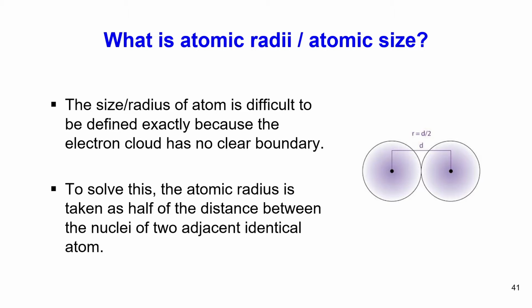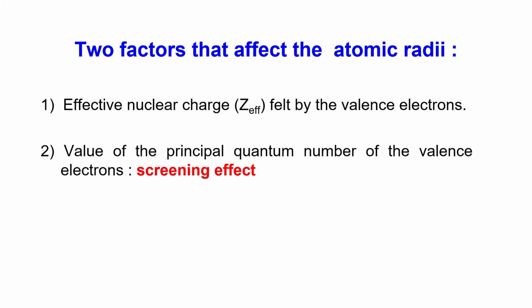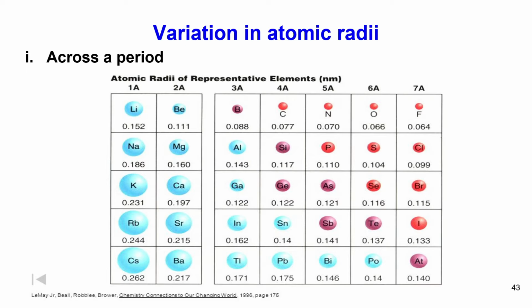Two factors that affect the atomic radii. Ada dua faktor yang mempengaruhi. First one is effective nuclear charge, or we always write it as ZEFF, felt by the valence electrons. Second is the value of the principal quantum number of the valence electrons, which is also known as the screening effect, kesan penskrinan.